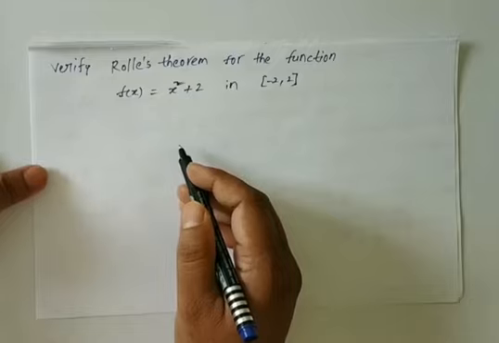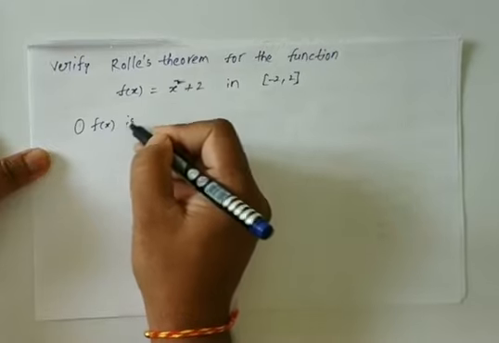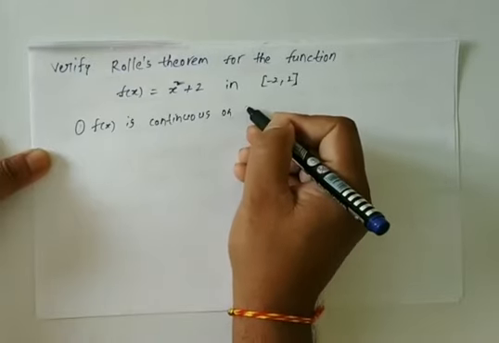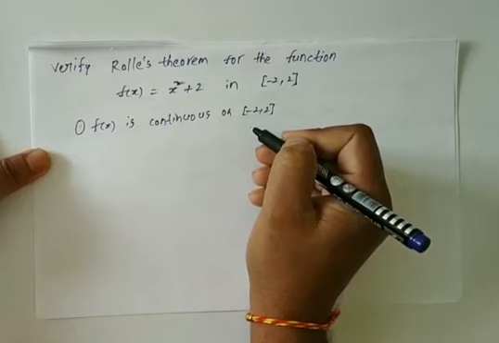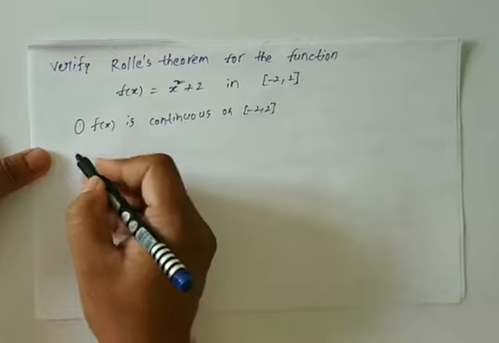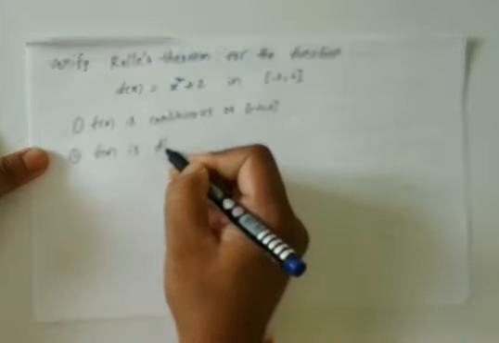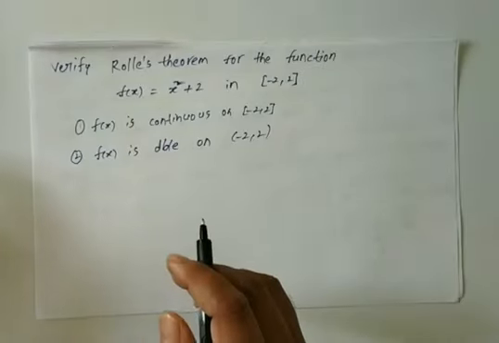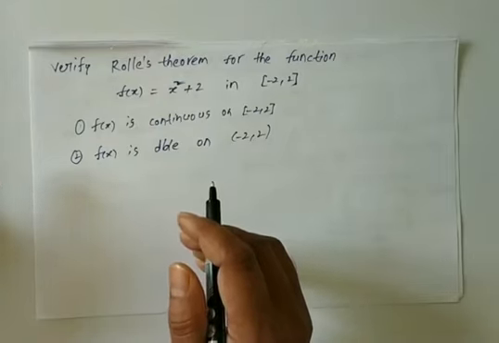So here, first, f of x is continuous on the closed interval minus 2 comma 2, because already we know that all polynomials are continuous. Okay, write it down directly, no problem. Next, similarly, f of x is differentiable on the open interval minus 2 comma 2, because all polynomials are differentiable. So these two conditions hold good.